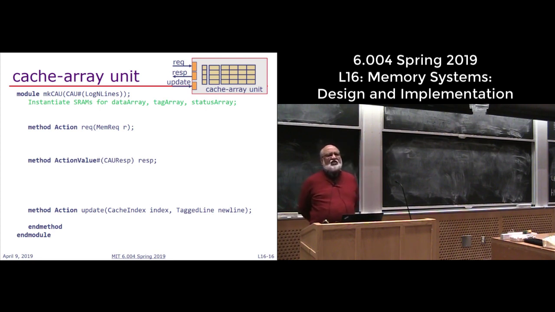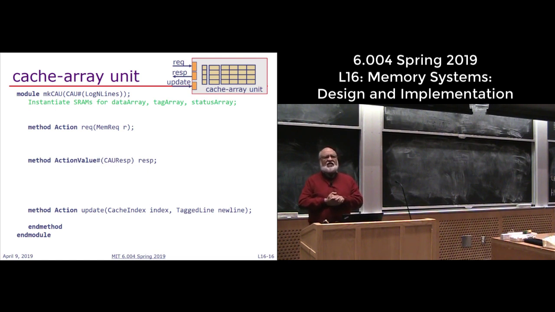You will write down all the storage elements inside it. So for example, you will have to instantiate SRAM for data array, tag array, and status array. Cache holds data, so of course, whatever the line size is, you will allocate that much. It has status, whether it's valid, invalid, etc. And it has a tag array.